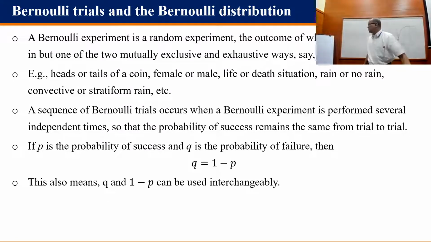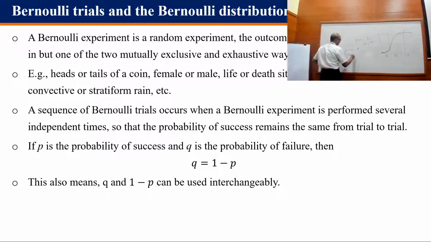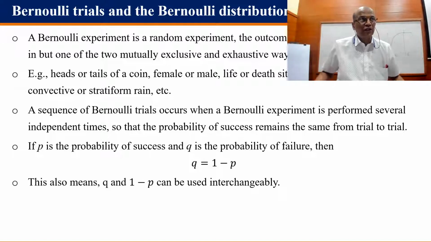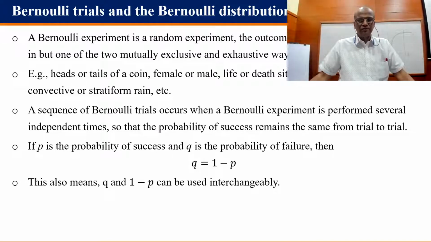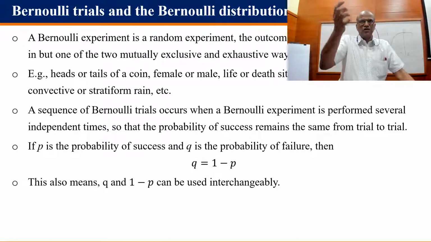Okay. If the probability of success is P, failure is Q. All right. Therefore, Q equals 1 minus P. Both are proper. So this means that Q and 1 minus P can be used interchangeably. Is everybody with me? Is it okay? So a Bernoulli trial is like the tossing of a coin, heads and tail.